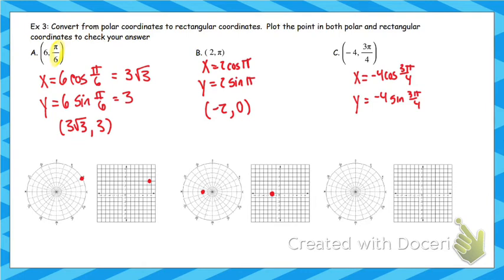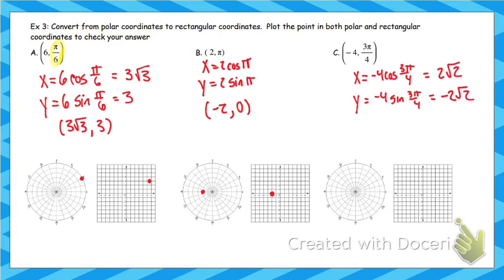Now, if you do have a calculator, yes, you can go ahead and use one. But again, it's really good practice to do this without, because that's what you might need to do later on. The sine of 3 pi over 4 is √2/2. Multiply that by -4, and you get a -2√2.